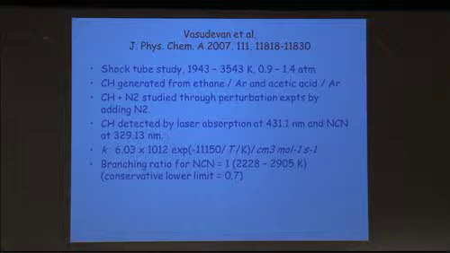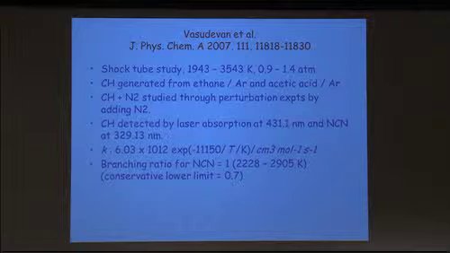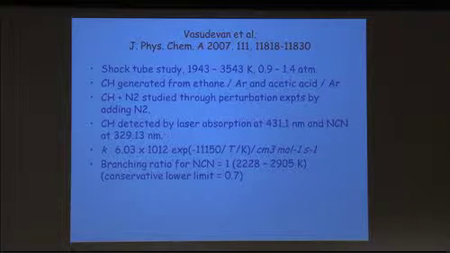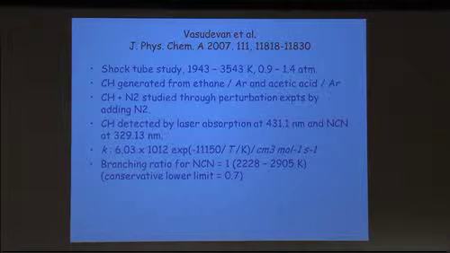This is a shock tube study subsequent to that Moskalev and Lin paper, covering the temperature range 1943 to 3543 K. CH was generated from ethane in argon and acetic acid in argon, and was studied in the absence of nitrogen, and then nitrogen was added to perturb the system and to see what happens to the CH. CH was detected by laser absorption, and this is the overall rate coefficient for the reaction.